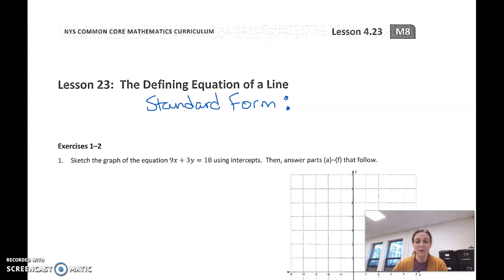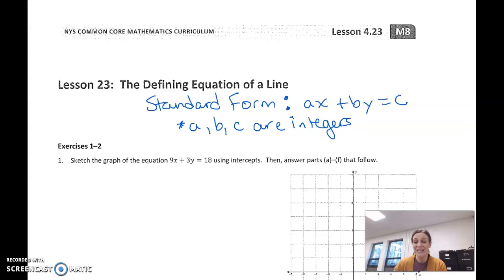So standard form, remember, is a times x plus b times y equals c. Now, a, b, and c are integers. Now remember, integers are positive and negative whole numbers, including 0. So anything on a number line, -7, -6, -5, -4, all the way up to positive 350, I don't know, keep going, but no fractions, no decimals. So this, and this are all integers. And the other thing we have to remember is a is not negative.